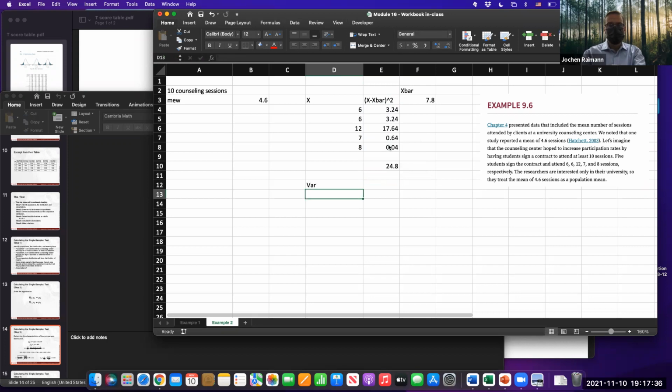Now you calculate the variance. The variance is this divided by. What are we dividing it by? Wait, you're doing the variance. Yes. Divided by.